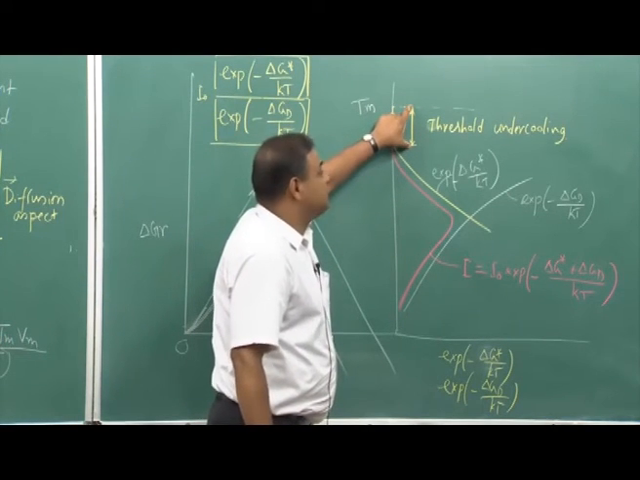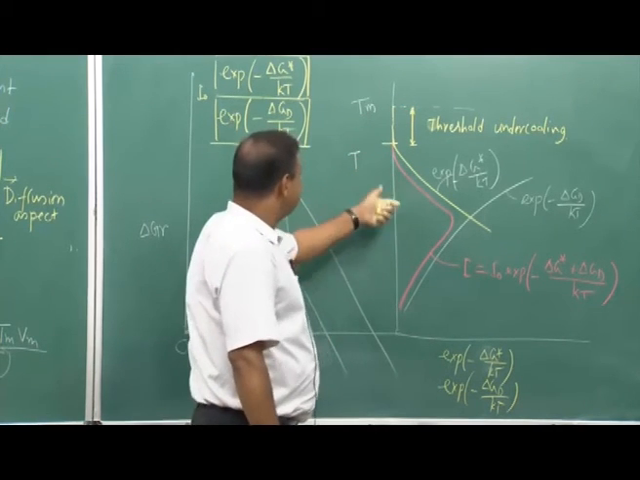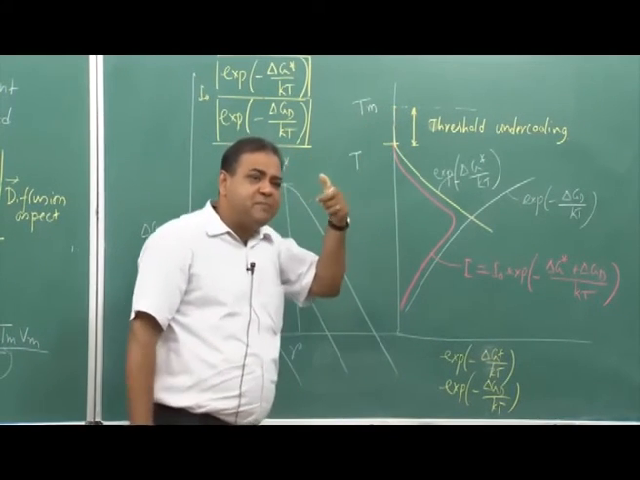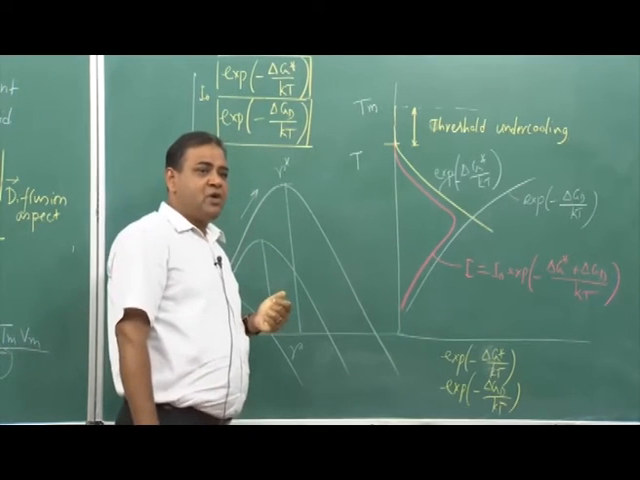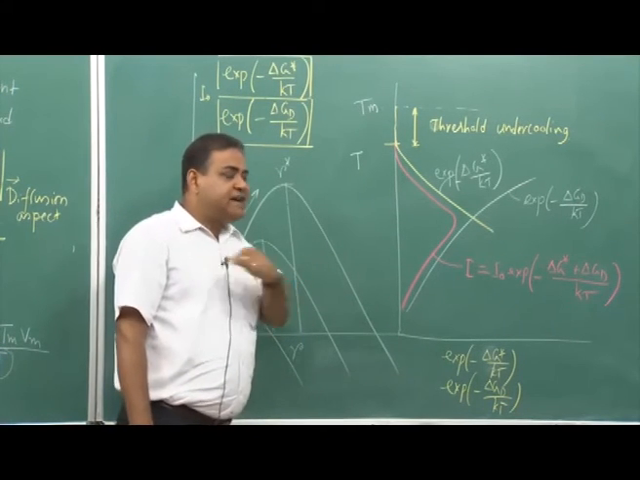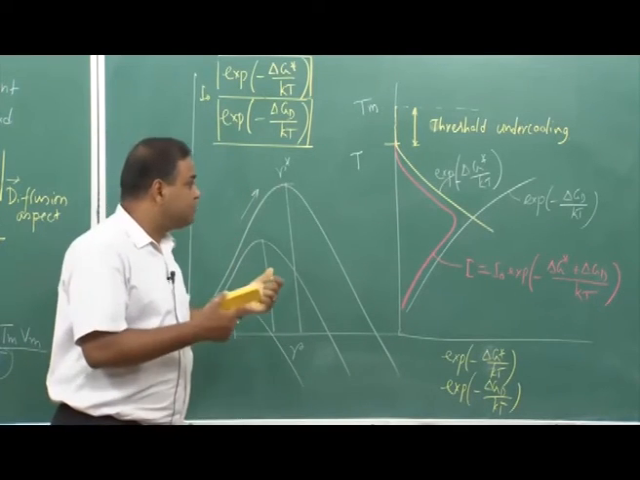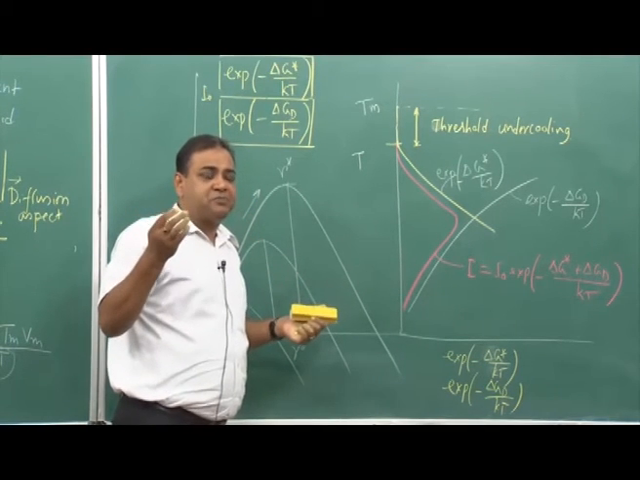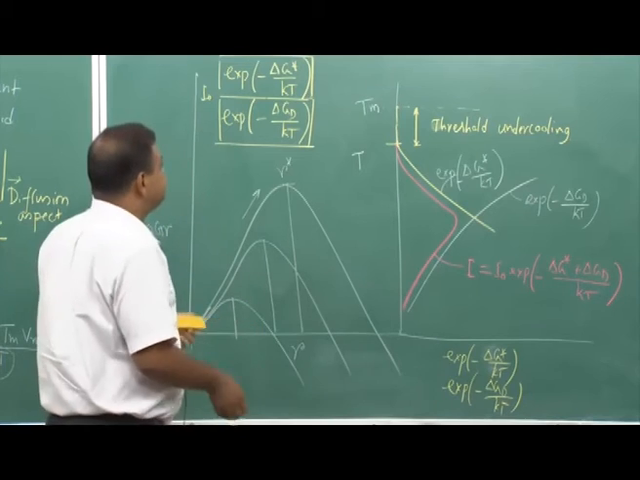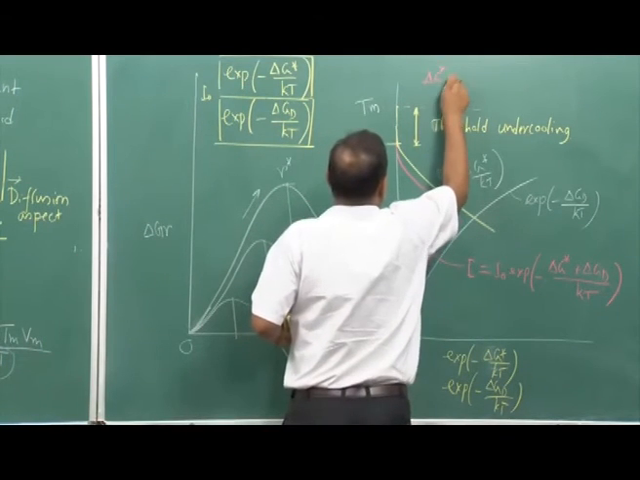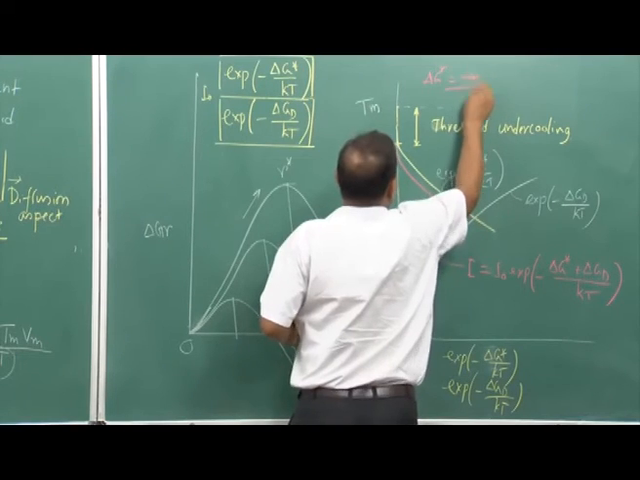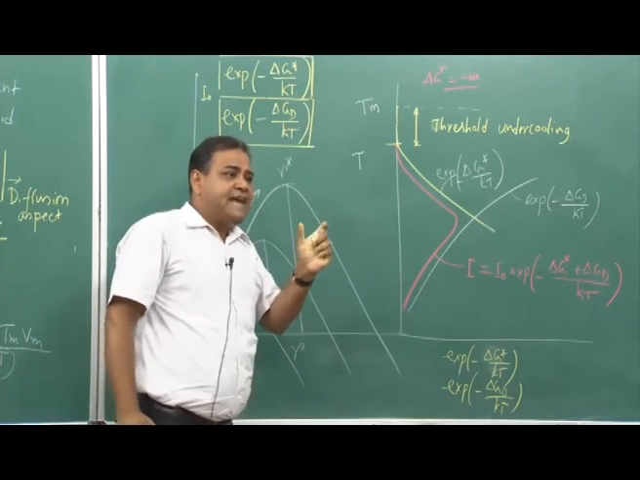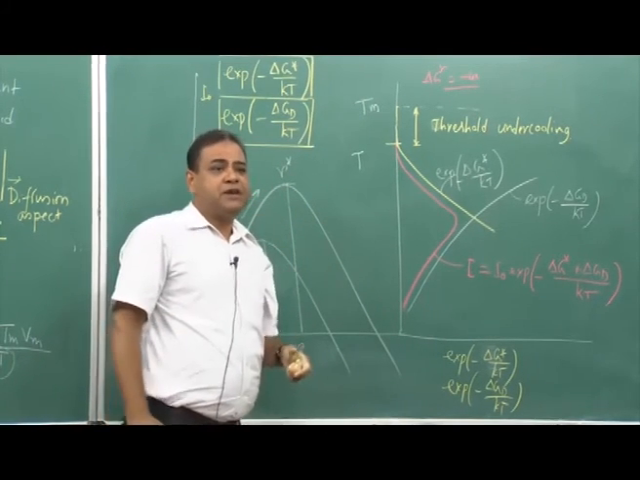Now, before we go and do some calculations, let us see the practical existence of this threshold undercooling. What does threshold undercooling mean? It means that until we go down to a certain temperature range, we cannot get rid of this surface energy, rather we cannot exceed that surface energy contribution and make this delta g r term negative.